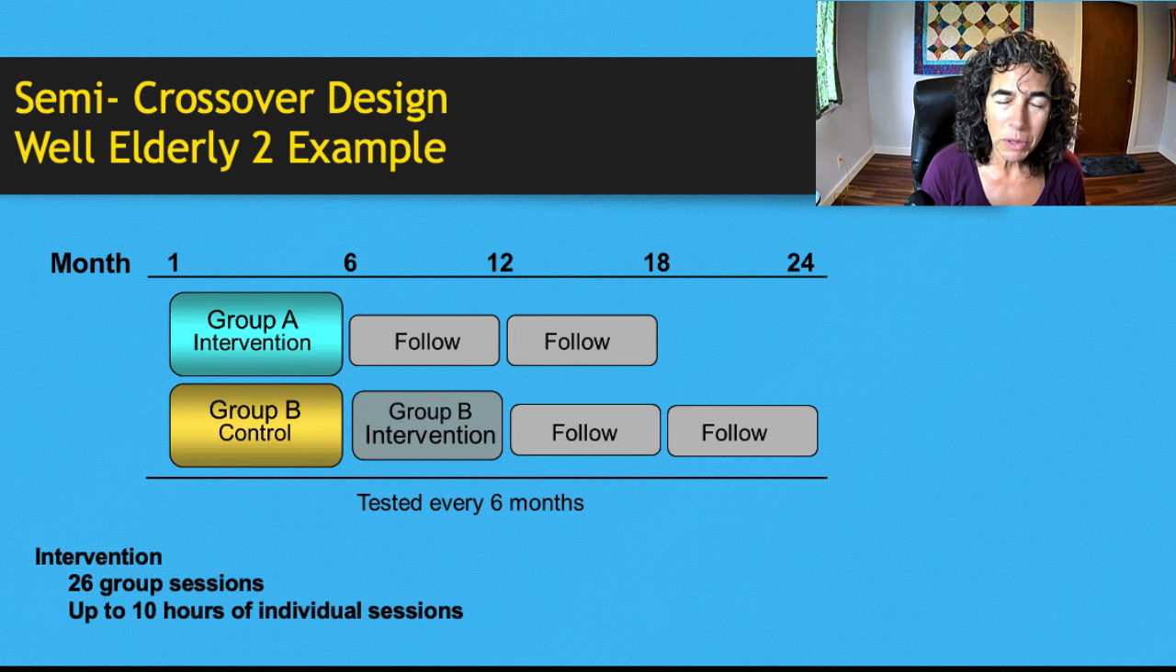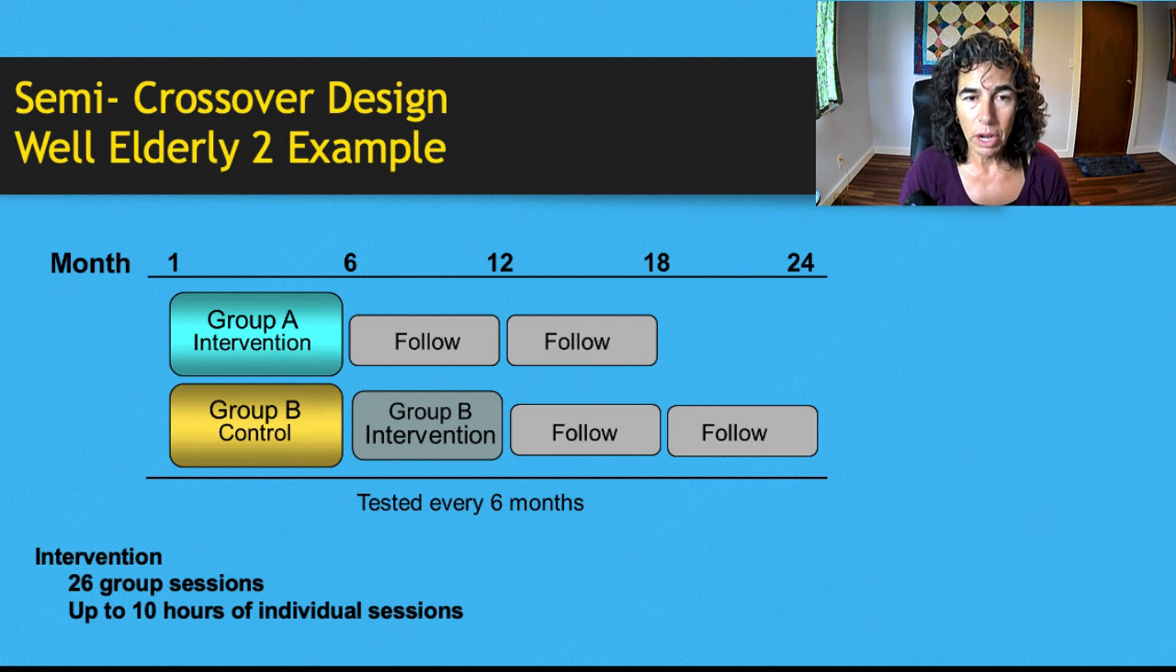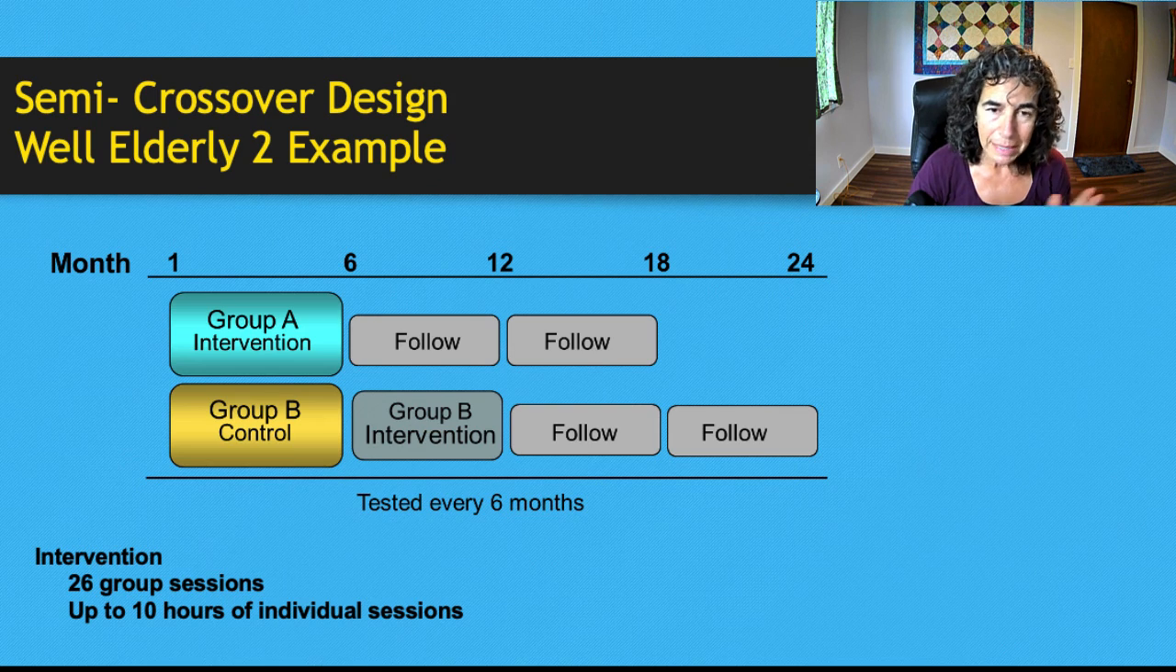So it contributes to the rigor of a study if you have a long time, in this case 2 years, and you can follow people and potentially do a crossover. So Group A gets the intervention first, then Group B gets the intervention. And Group B in month 1 is a control group, but then you can see in month 6 that Group B gets the intervention. So we stagger the intervention amongst the groups.